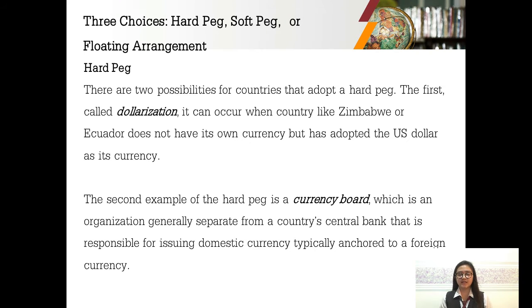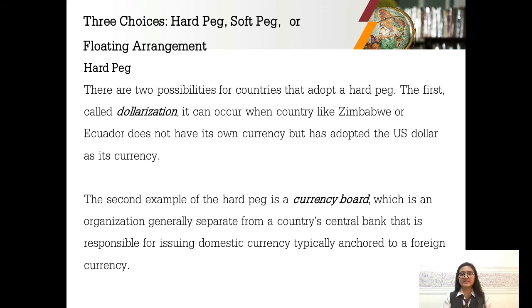There are three choices in the exchange rate agreements: the hard peg, soft peg, or the floating arrangement. The hard peg. There are two possibilities for countries that adopt a hard peg. The first is called dollarization. It can occur when a country like Zimbabwe or Ecuador does not have its own currency but has adopted the US dollar as its currency. The second example of the hard peg is the currency board, which is an organization generally separated from a country's central bank that is responsible for issuing domestic currency typically anchored to a foreign currency.